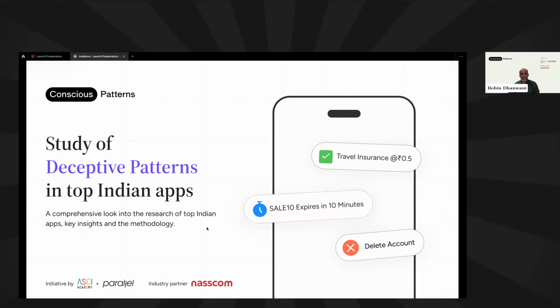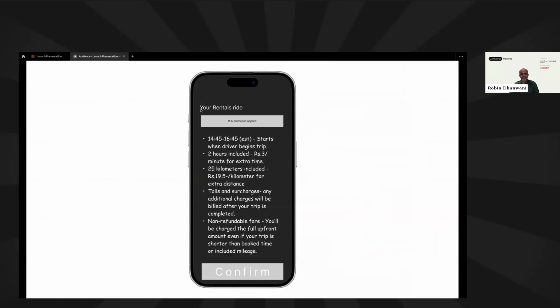So today we're going to be talking about conscious patterns, a study of deceptive patterns in top Indian apps. Let me start with a question to all of you. How does the screen look like when you see this? Does it look confusing? Does it look usable? It's a cab rental product.